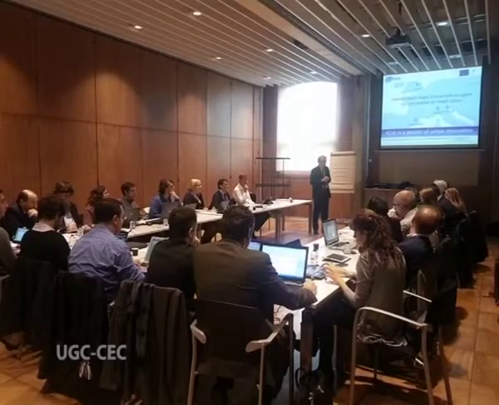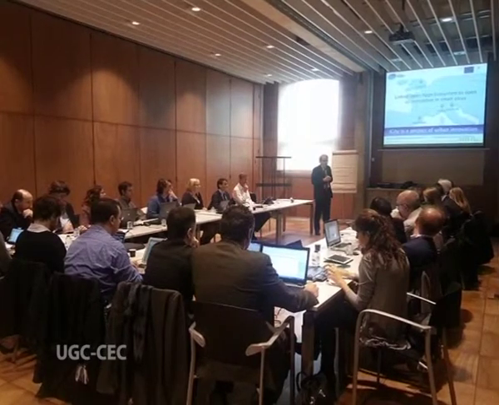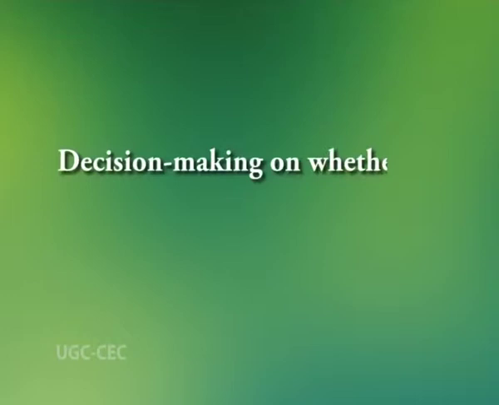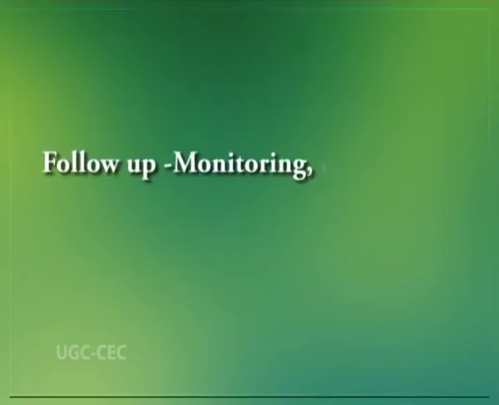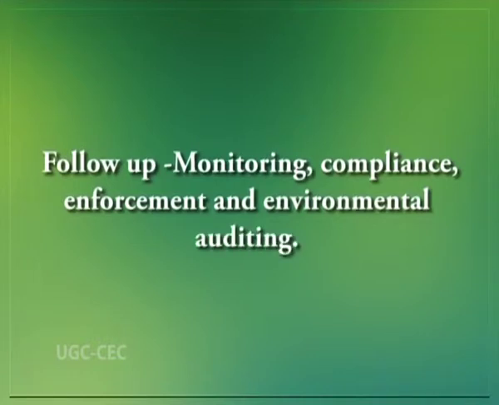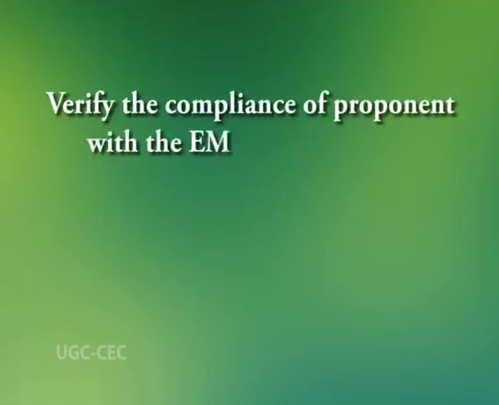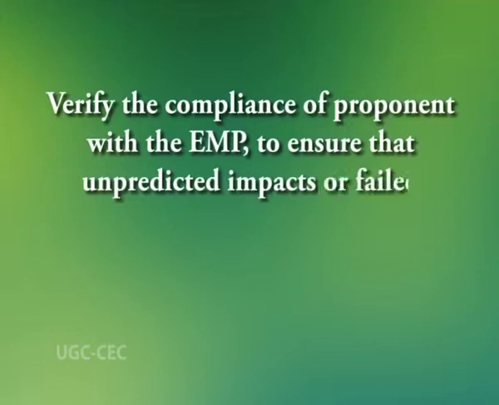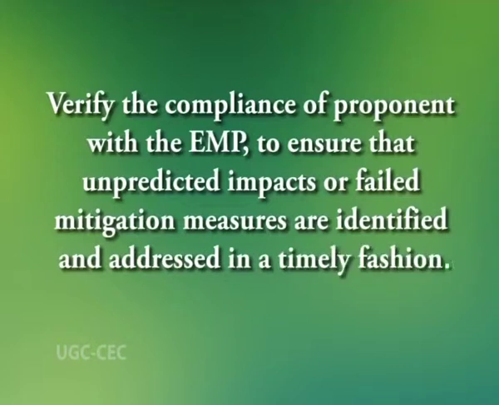Review. Review of the environmental impact statement based on the terms of reference and public participation. Decision making on whether to approve the project or not and under what conditions, and follow up, monitoring, compliance, enforcement and environmental auditing. Monitor whether the predicted impacts and proposed mitigation measures occur as defined in the EMP. Verify the compliance of proponent with the EMP to ensure that unpredicted impacts or failed mitigation measures are identified and addressed in a timely fashion.